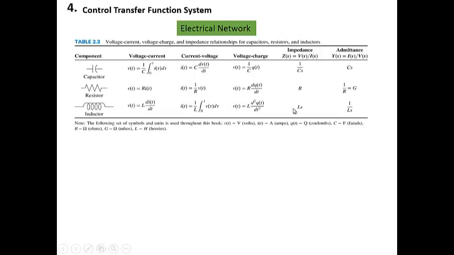Okay, and then you have your impedance here. By inverting the impedance formula, I over V, you will get your admittance. Okay, your impedance is the total of your resistance.